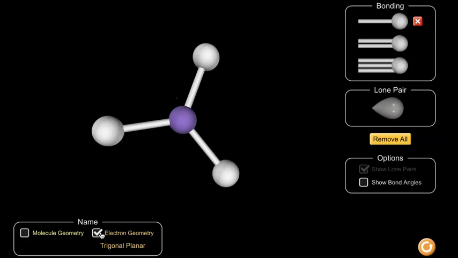Now that we've got a trigonal planar geometry, we can play a few games. It turns out that the molecular geometry, as long as you're bonded to three different atoms and nothing else in the center here, is still trigonal planar, and you'll notice that on your resource guide.